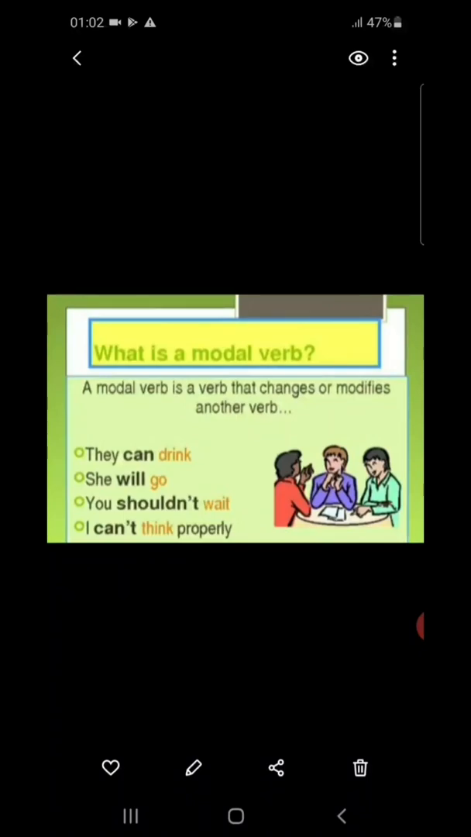Next, number two, she will go, where will is the modal and go is the main verb. So, will is basically supporting the meaning produced by the word go. Next, you shouldn't wait, where shouldn't is the modal verb. Next, I can't think properly, where can't is the modal verb and think is the main verb.